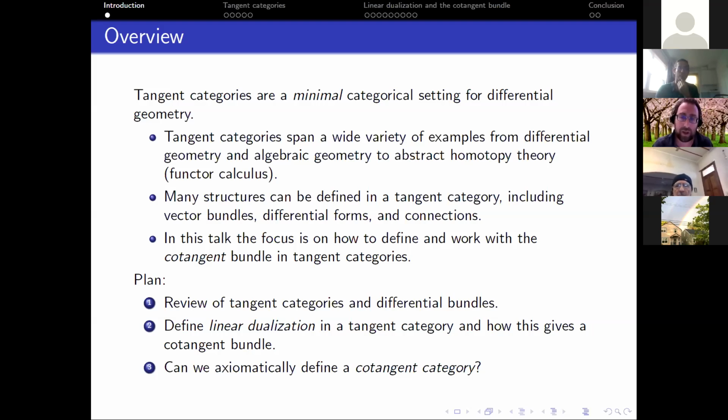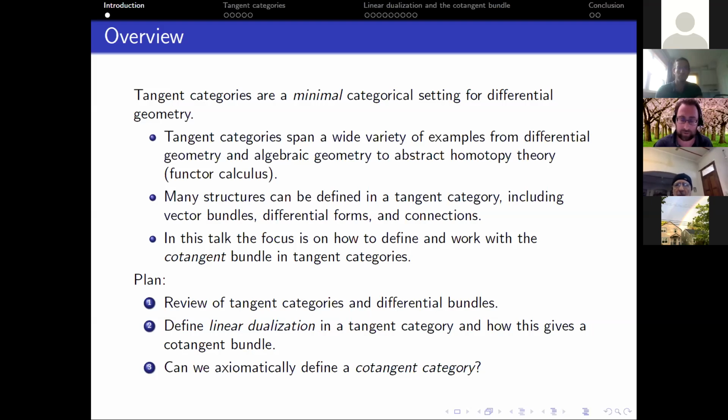So in general, a tangent category may not have a cotangent bundle, but we'll talk about structure we could add to a tangent category which would give it a cotangent bundle. The plan overall is to review tangent categories, their definition, and particularly talk about differential bundles, which are the analog of vector bundles in a tangent category. I'm going to talk about linear dualization, what that means for a tangent category, and how, if I have this, it gives a cotangent bundle in a tangent category.